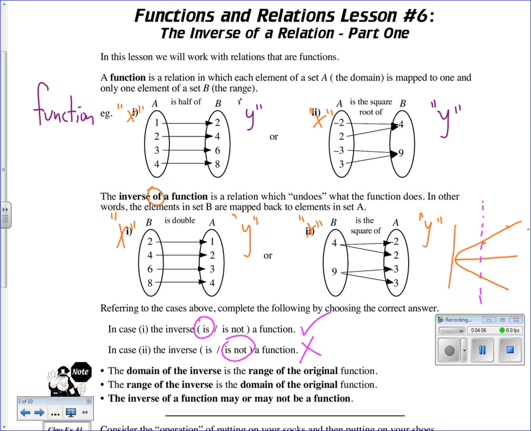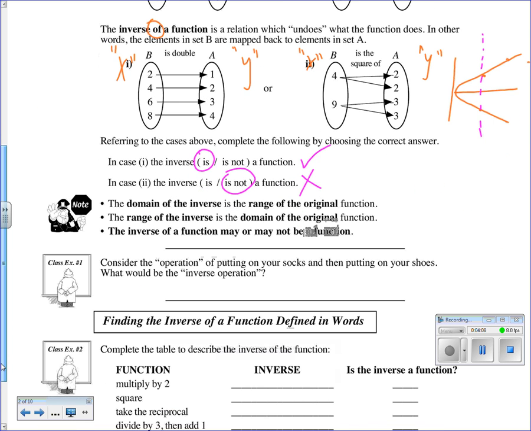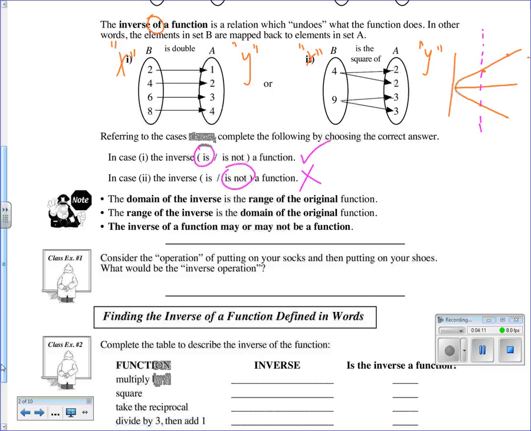A really nice note here by my lovely policeman. The domain of the inverse is the range of the original function. The range of the inverse is the domain of the original function, because you are literally making your x's turn into y's and your y's turn into x's, which flips the domain and range. So x becomes your new y, y becomes your new x. And it's possible that the inverse is not a function.